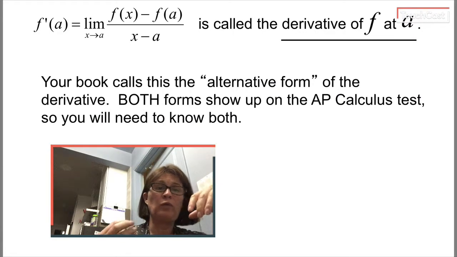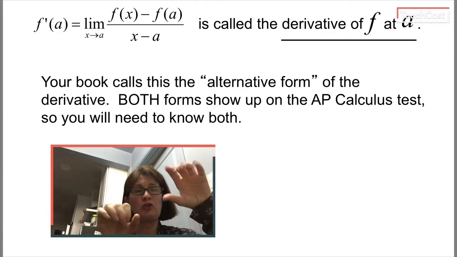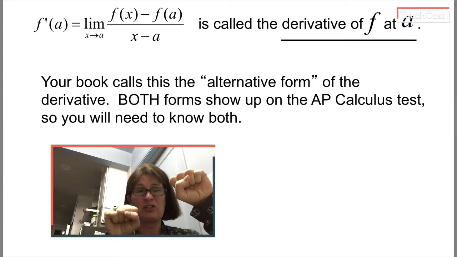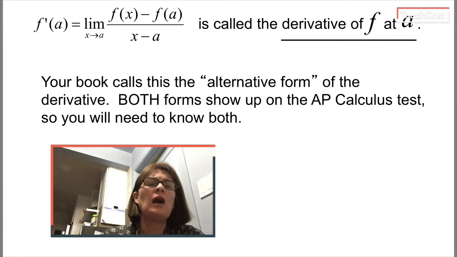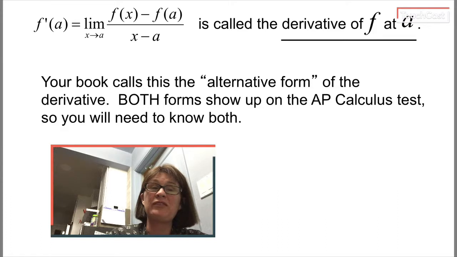If you think about that process we used, thinking of 2 points on a curve and finding the slope of the secant line and then letting the 2 points get closer and closer together, and you think about it in a different way, you would come up with this formal definition. Your book calls this the alternative form, but it's just as important. It shows up just as much on the AP test. So there's a place for this at the bottom of that first page. f prime of a, the derivative of f at a specific x value, which we're going to call a, is the limit as x approaches a of f of x minus f of a over x minus a.